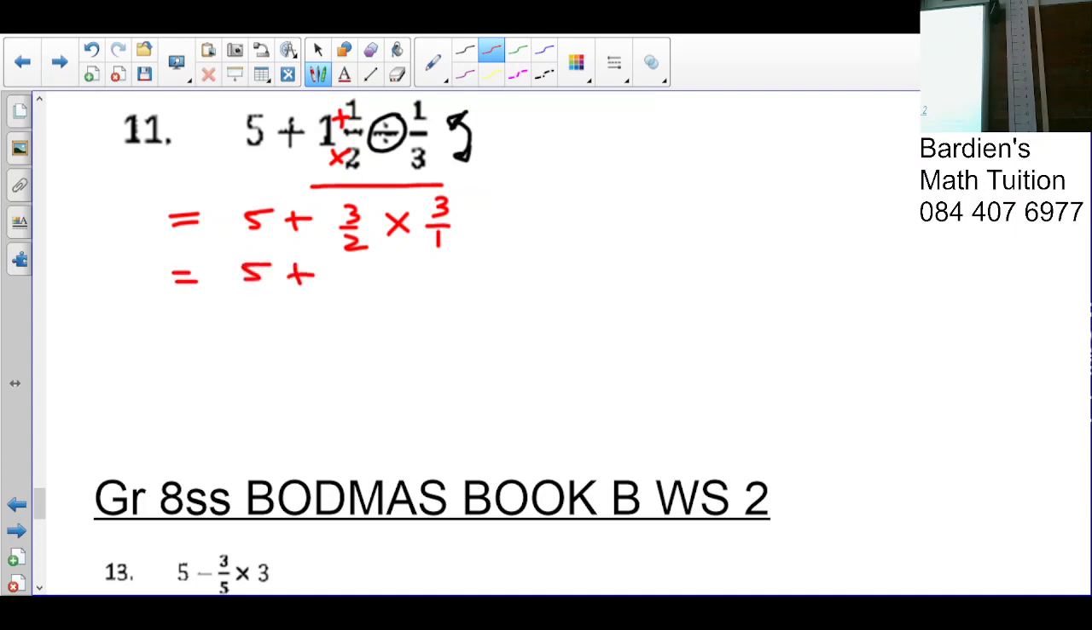What's 3 times 3? 9 over 2. But naturally this is over 1, not so? What's my LCM? 2. So I times it by 2. 2 times 5 is 10 plus 9. What's 10 plus 9? 19.